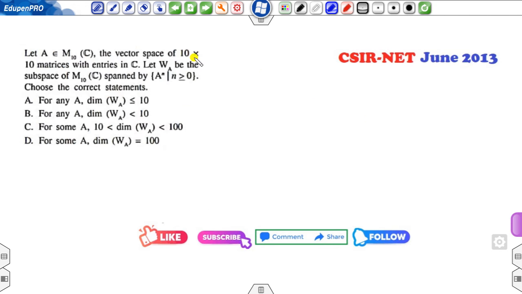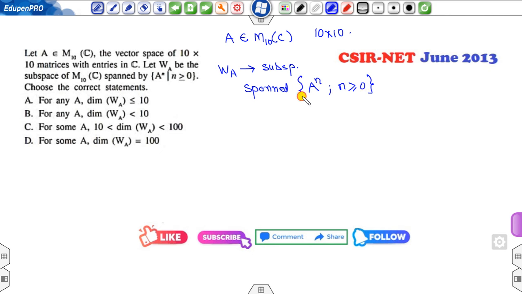V is my M10, the vector space of 10 cross 10 matrices. W_A is my subspace. It is given to you as a subspace, which is spanned by A raised to power n, where n is greater than or equal to 0. Fine. So it is a collection of M10, it's 10 cross 10. So what is A raised to power 0? It's I, then A, A square, and so on. These are similar to the previous one which I have explained to you.